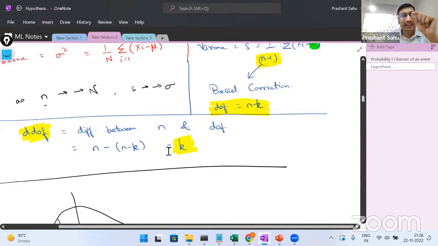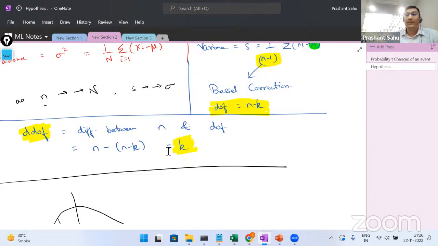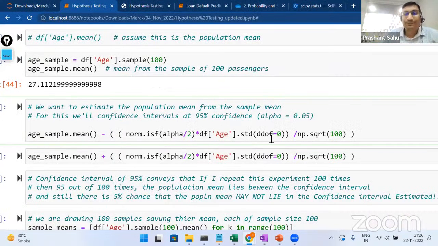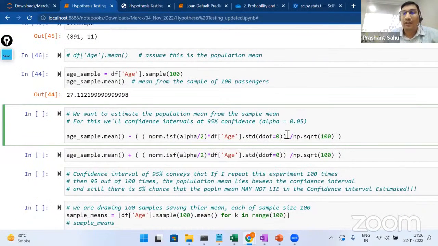So when I say k is 0, what does that mean? When k is 0, that means we are referring to the population directly. When k is 1, we are referring to the sample, right? So we have to take correct, and then divide by the square root of the sample size. Sigma by square root of n, that was the formula. This is your sigma, the population standard deviation, and square root of n. Awesome. So I'll get some number.